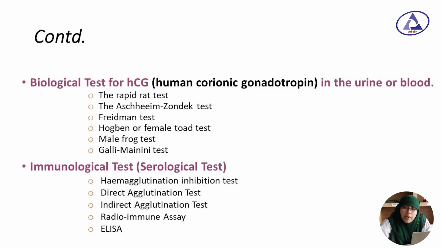And also some biological tests and immunological tests are done. The first biological test we do in early pregnancy is human chorionic gonadotropin in the urine or in the blood. Also immunological tests involving ELISA and also RIA.